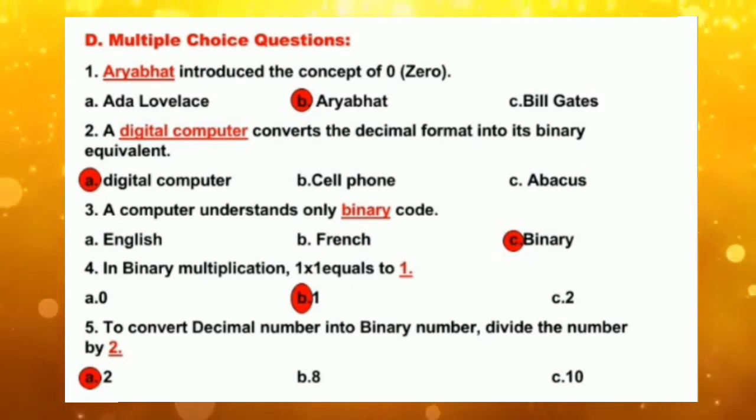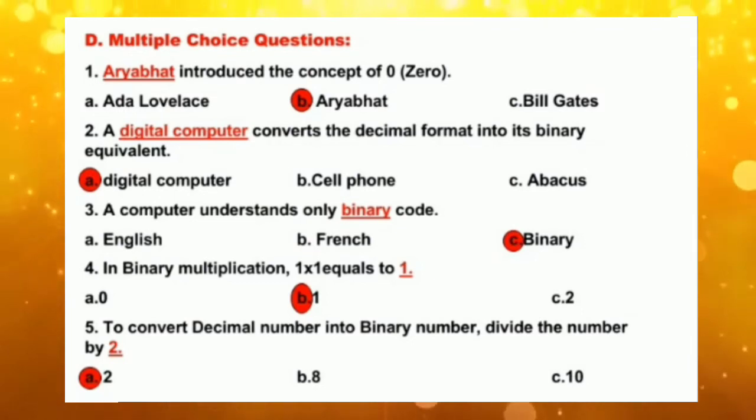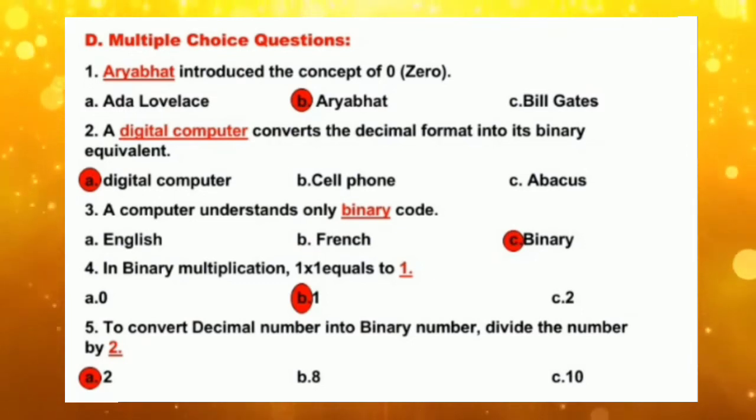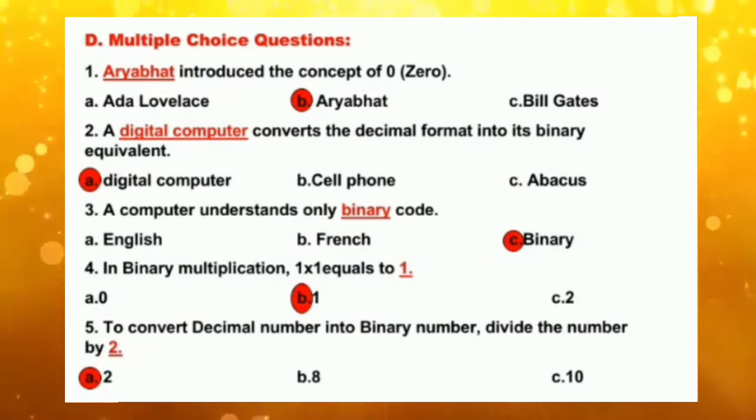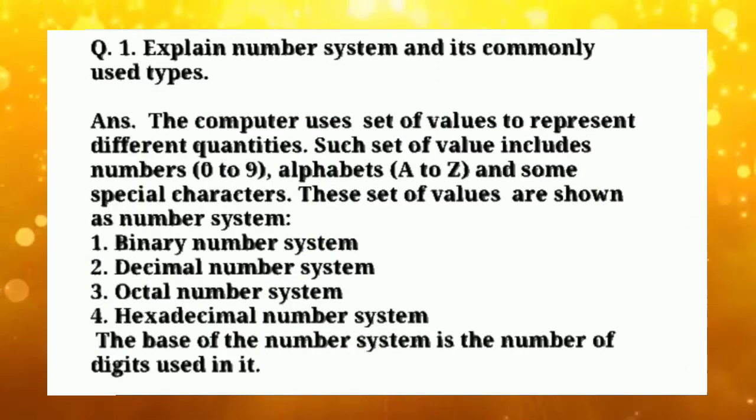Third is a computer understand only dash code. So answer is binary code. Fourth is in binary multiplication 1 into 1 equals to dash. So 1 into 1 equals to 1 only. Fifth and the last part is to convert decimal number into binary number, divide the number by dash. So answer is 2. Now next is answer the following.